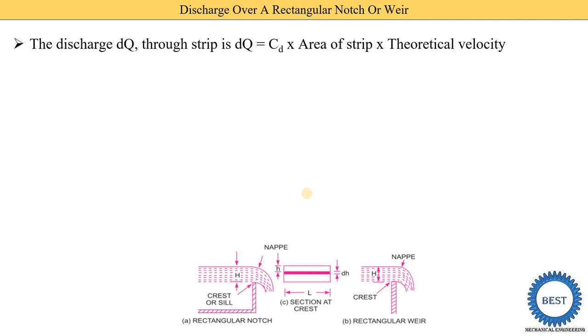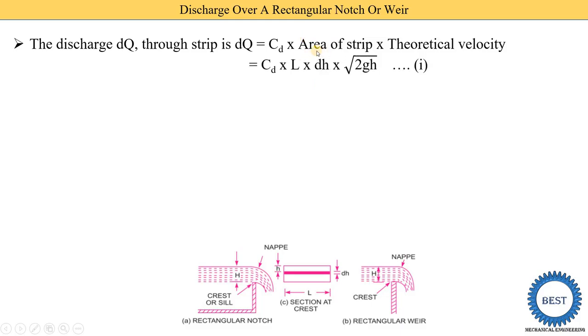So dQ is equal to Cd into area of the strip into theoretical velocity. Here we multiply this theoretical velocity with the Cd, which converts it into the actual discharge, because the equation of Cd is equal to actual discharge upon theoretical discharge. So what is the equation of the actual discharge? Actual discharge is equal to Cd into theoretical discharge. Cd means the coefficient of discharge.